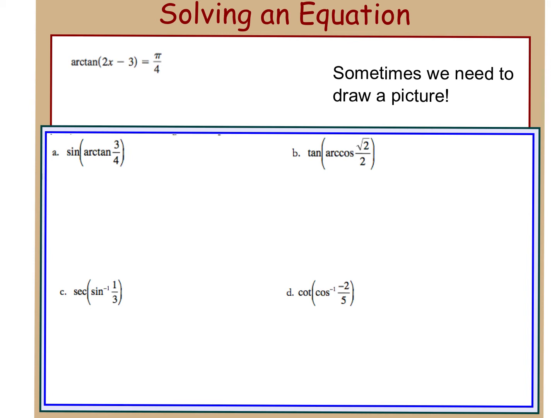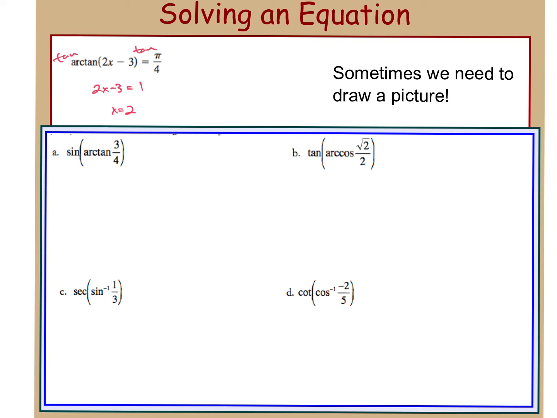So how do I get to the x? How do I get to my variable? I tangent both sides, exactly. And so when I tangent both sides, I'm left with what on the left? 2x minus 3. And now we get to evaluate the tangent of pi over 4. And thank goodness we know our unit circle still. So when is the tangent of pi over 4? 1. And so now we do a little bit of simple math. We add 3, divide by 2. X equals what? 2. X equals 2.